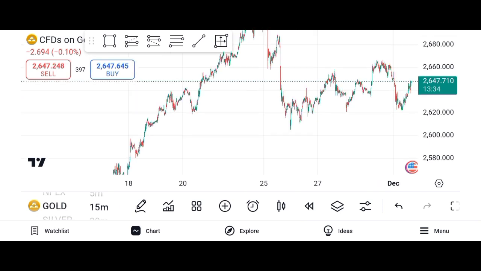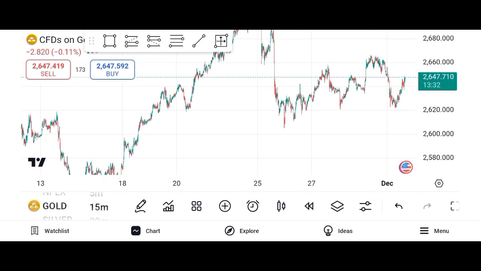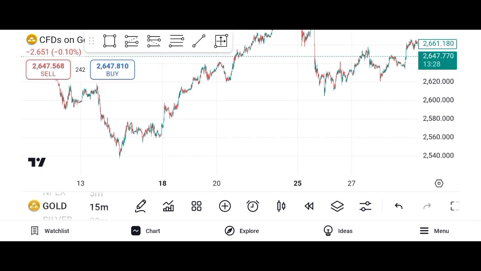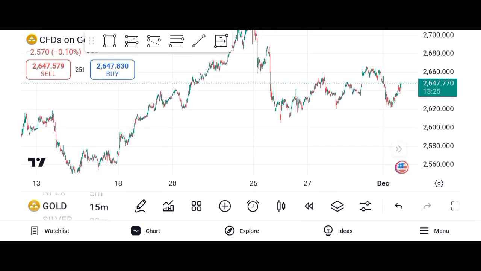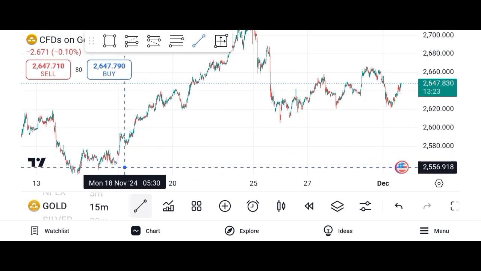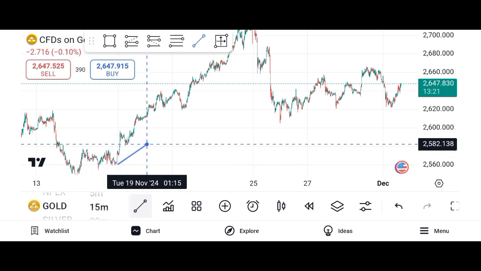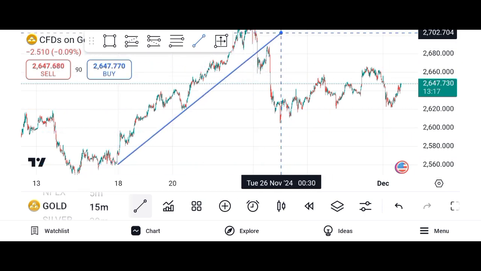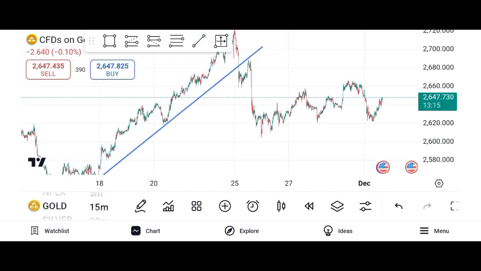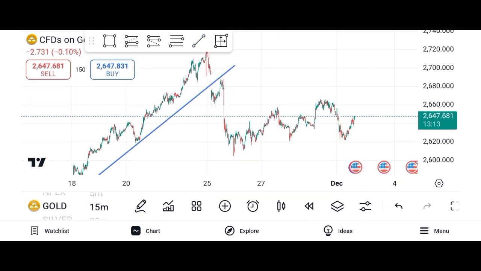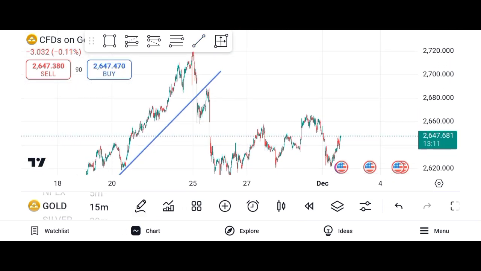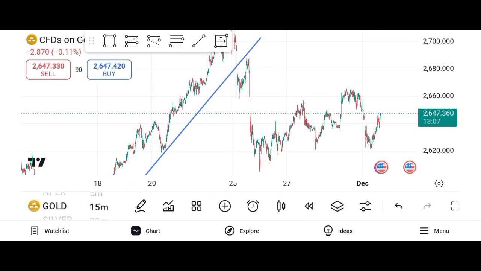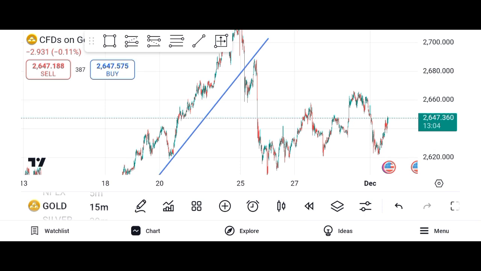So you can see that at this moment market was in a bit of an uptrend. So let's take this Cyber Monday ad off. So this is basically market in an uptrend, a clear uptrend here. Bouncing at all these points, market was in an uptrend. Market tapped into these three zones and pushed up. So you can see it right here. The market was certainly in an uptrend.